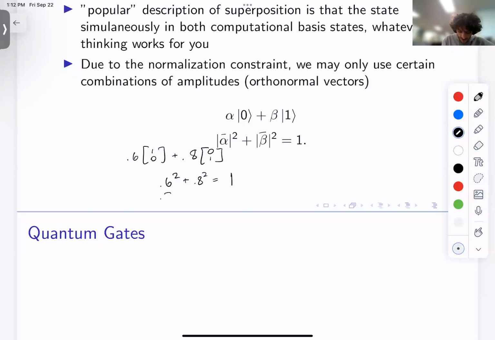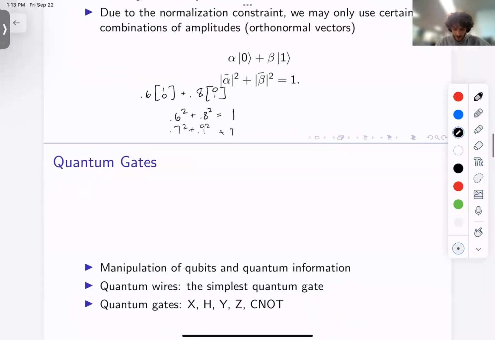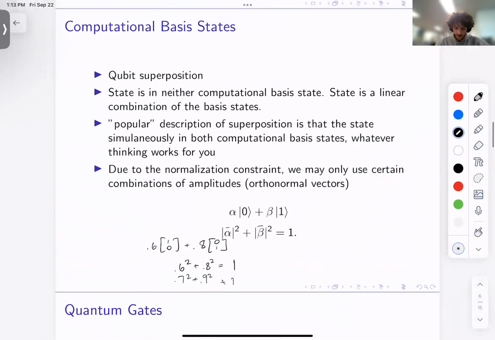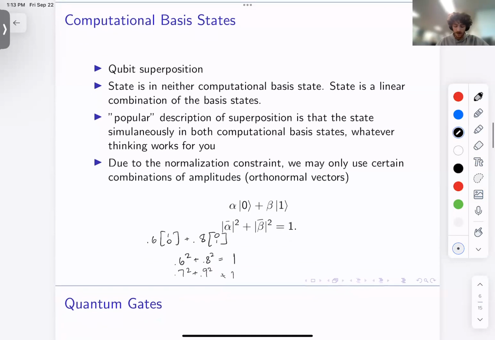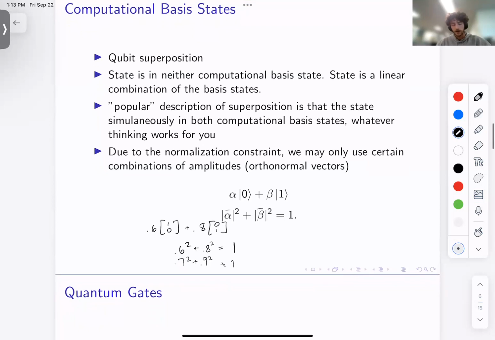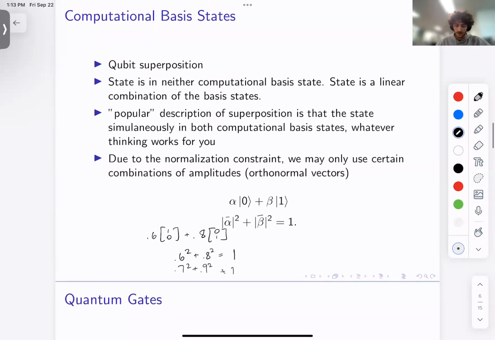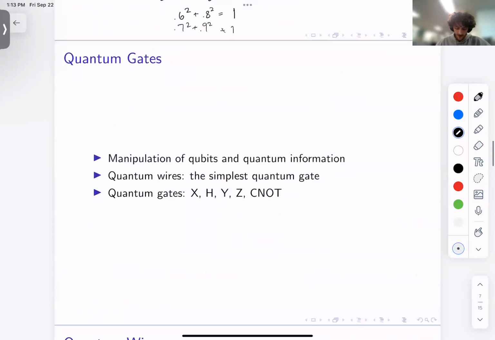But if it was something like this, then that wouldn't work because that wouldn't equal 1. So yeah, that is a little bit of the background of how the quantum bits, the qubits, work, and what they necessarily are. And you could just think of it as a combination of vectors.